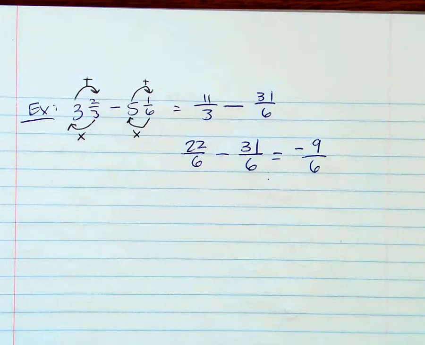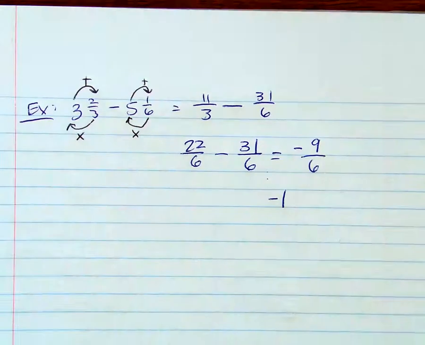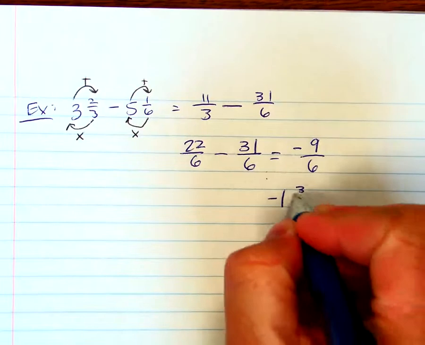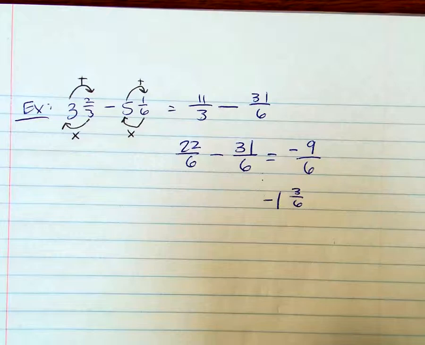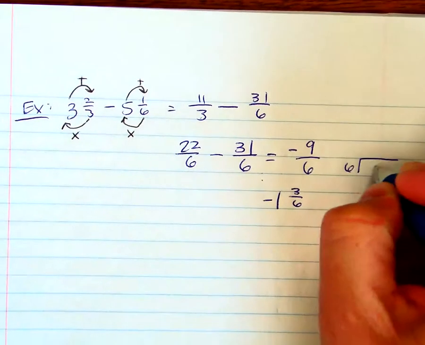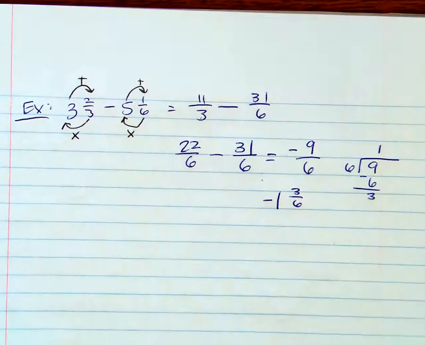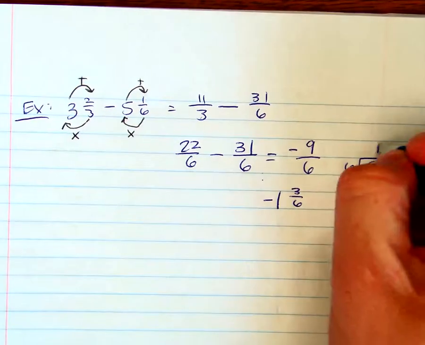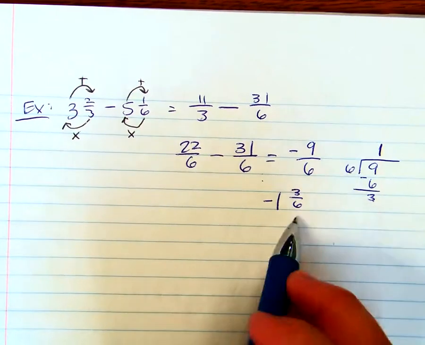Now this can be reduced, and it also needs to be turned into a mixed number. I usually suggest making the mixed number first. 6 is going to go into 9 once, with 3 left over. If you're not sure how to get that, you can set up the long division. How many times does 6 go into 9? It goes in once. And if you subtract, you have 3 left over. So 1 is our whole number. 3 left over is our numerator. 6 is still our denominator.